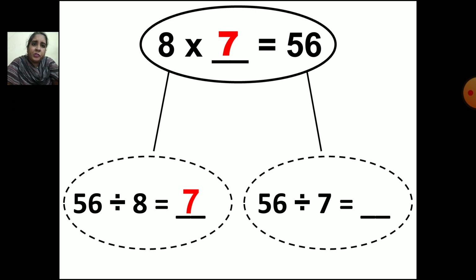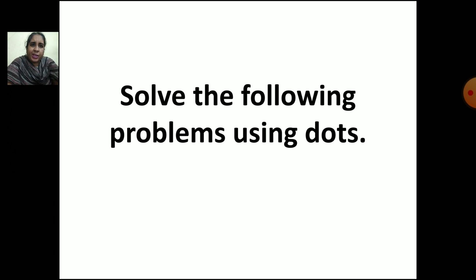And here 56 divided by 7, what will you get? So you have to say the table of 7. In the table of 7, when you get 56, yes, you get 8 sevens. So your answer is 8. So one multiplication is shown in two different ways of division, like 8 sevens are 56 is shown. 56 divided by 8 equal to 7 and 56 divided by 7 equal to 8. These are the two different ways of division. Okay. Now let us do the next question.